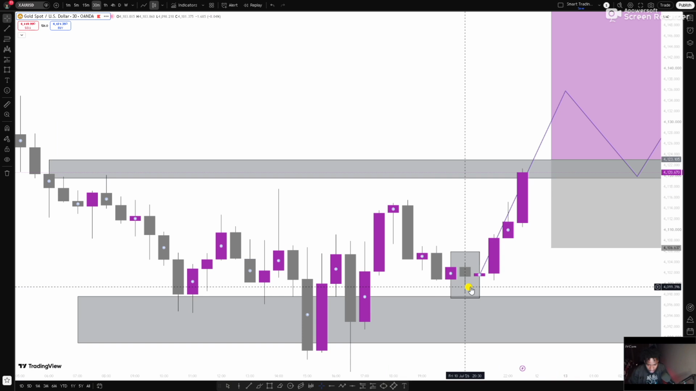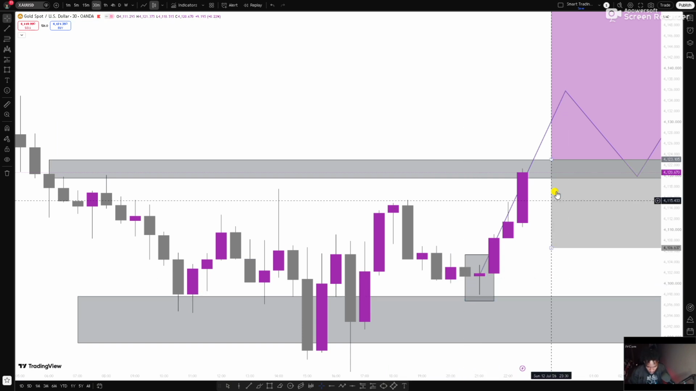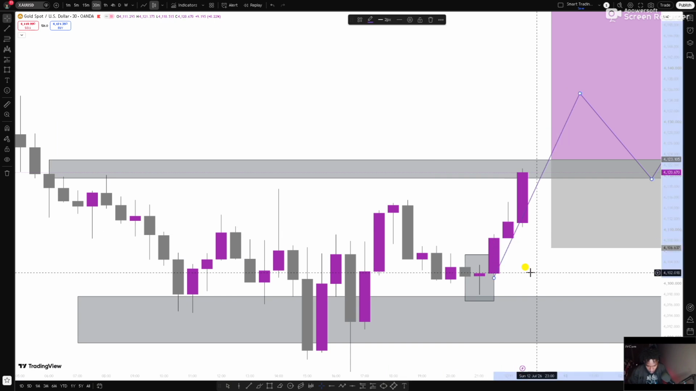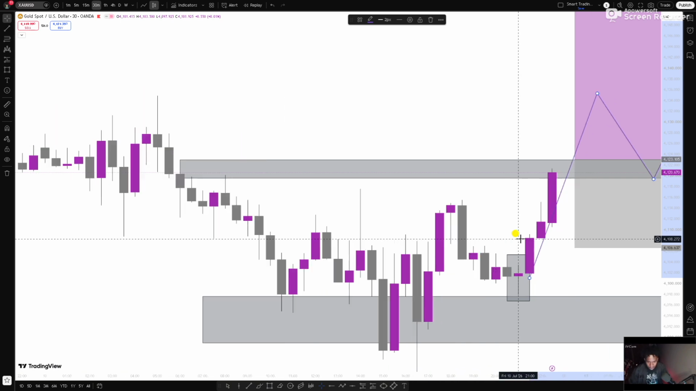Then next to it, what are we having? You see this one? The purple one, with a small body. It's called the dragonfly. Also, it signals a buy. It is a dragonfly, signaling a buy. Right? Yeah, that's gold for us.